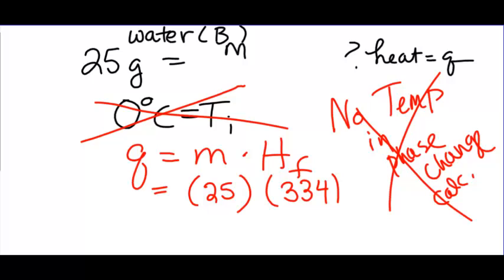All right? So you take 25 times 334, because remember it takes 334 joules to freeze. 334 joules are released when 1 gram freezes. Well, you're freezing 25 grams. So you just multiply that number by 25. And what do you get? 8,350. Okay? So that's your answer. 8,350 joules.